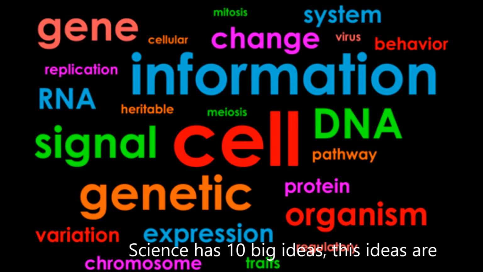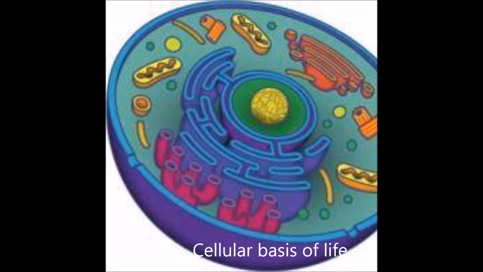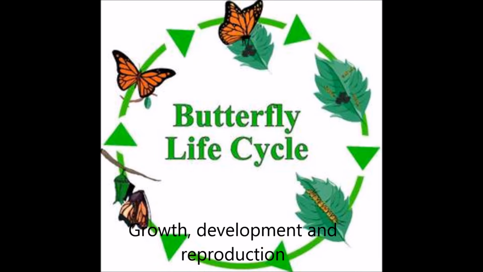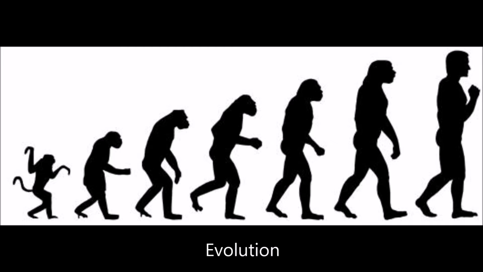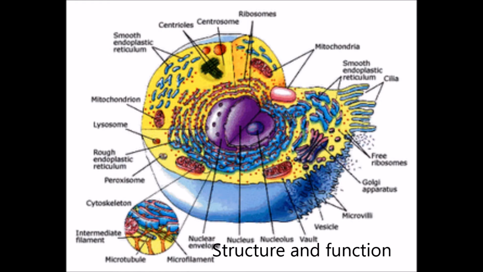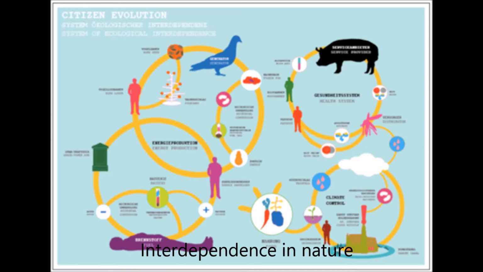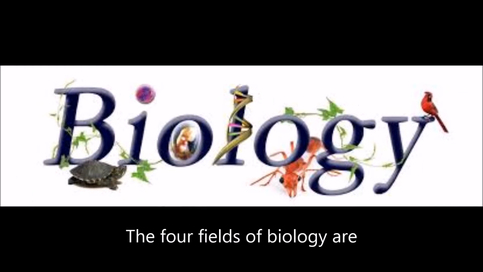Science has 10 big ideas. These ideas are cellular basis of life, information and heredity, matter and energy, growth, development and reproduction, homeostasis, evolution, structure and function, unity and diversity of life, interdependence in nature, and science as a way of knowing.